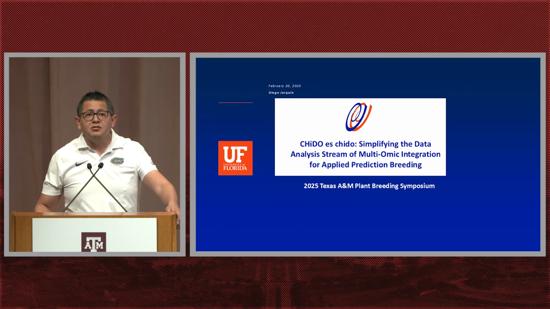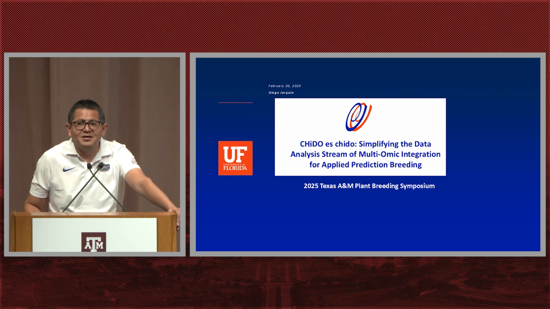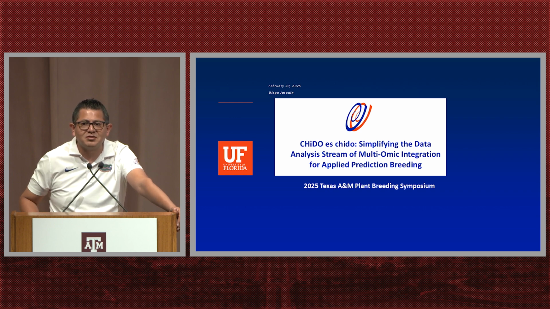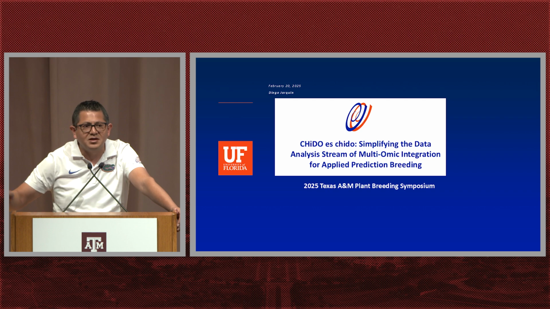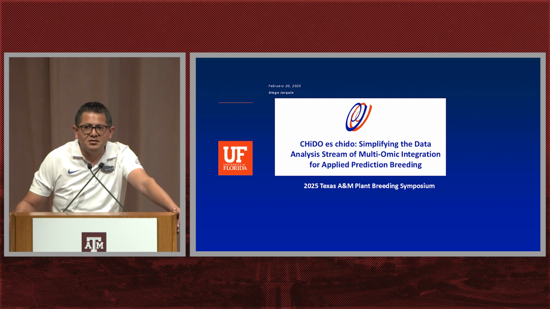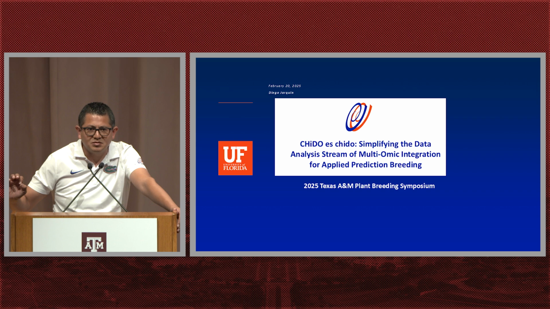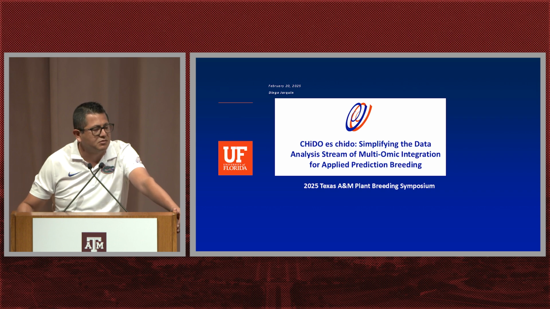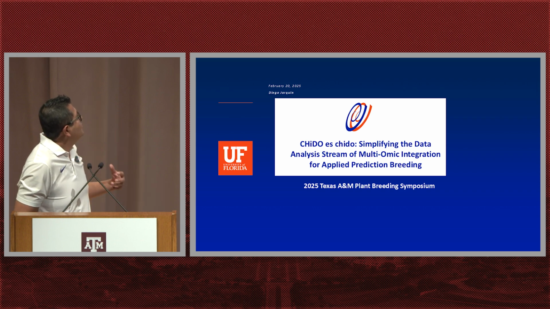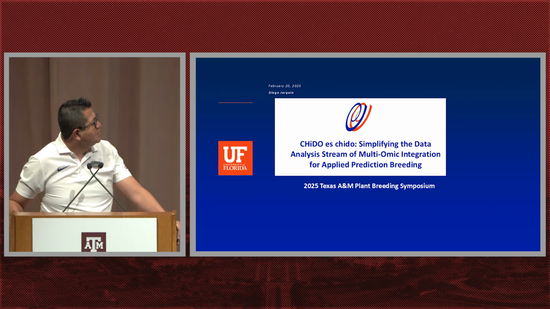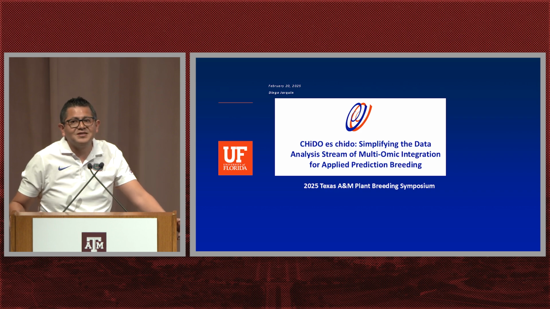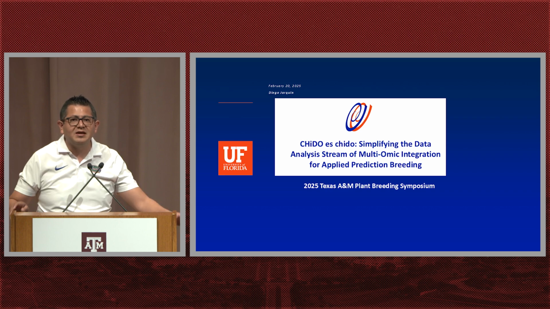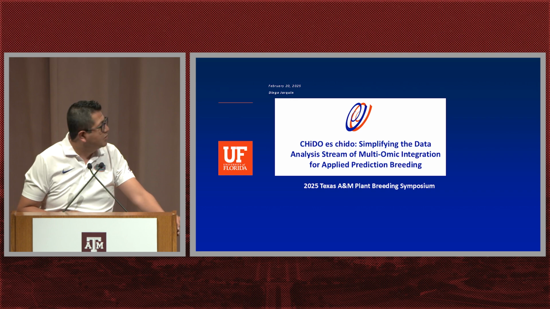Today I'm going to talk about CHiDO. I don't know how many people here speak Spanish, but in Mexico, CHiDO is a very interesting phrase that we use to describe something good. So, for example, if somebody asks you, how do you like living in College Station? If you like it a lot, you can just say CHiDO. So we developed this implementation to simplify the data analysis and stream of multi-omic data. So how can we integrate multi-omic data in a very easy framework?